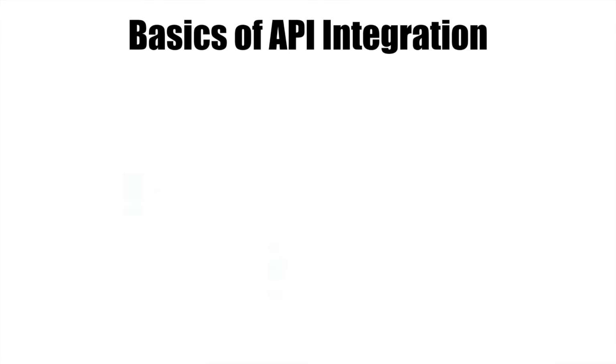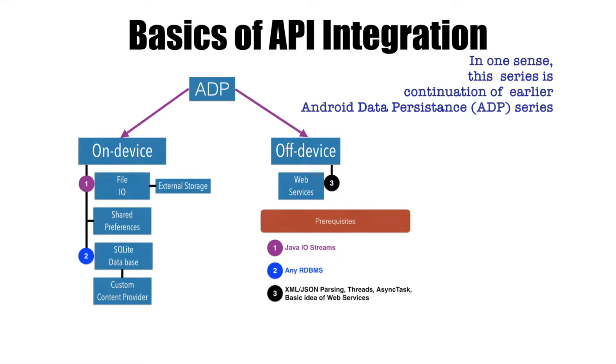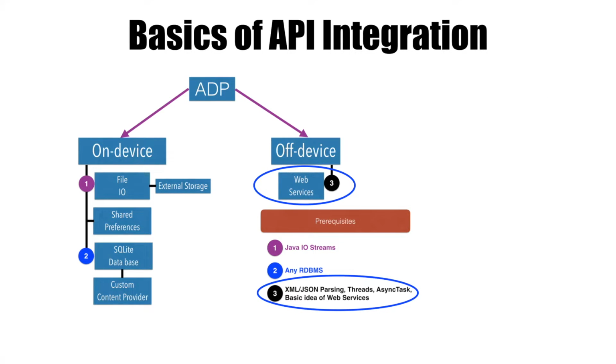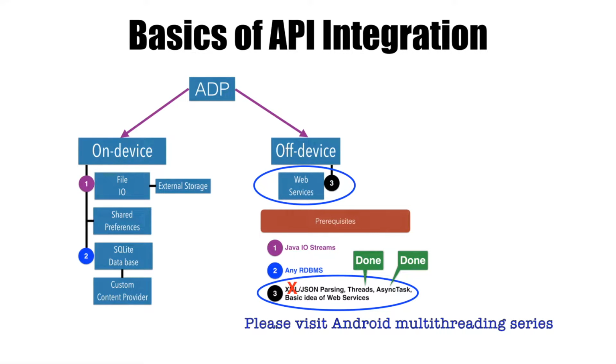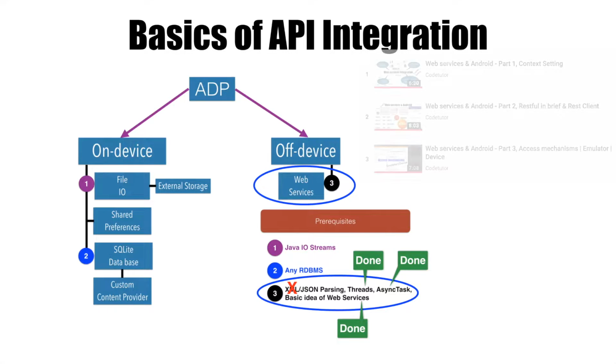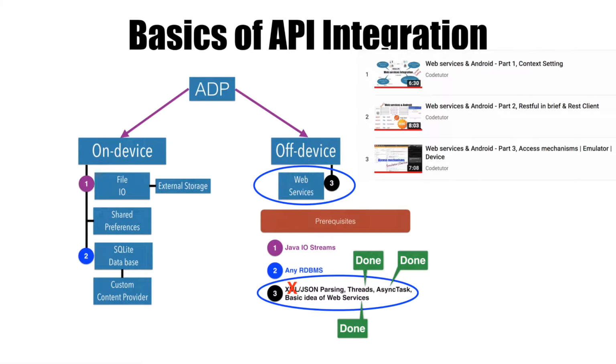If you recall, during the discussion of Android data persistence, I had said that as far as web service integration is concerned, the prerequisites are XML and JSON parsing, threads, async tasks, and some basic idea of web services. In case of mobile applications, XML is very rarely used, so we will not be discussing XML. When it comes to threads and async tasks, they have already been discussed on CodeTutor. The next part was you should have a very basic idea of how web services work, and that was the whole idea of the initial three videos in the current series before this video.